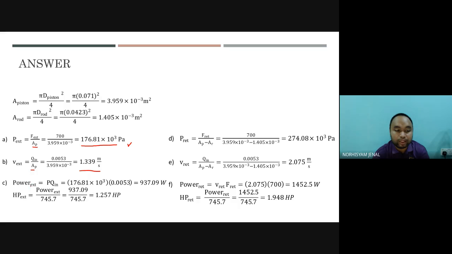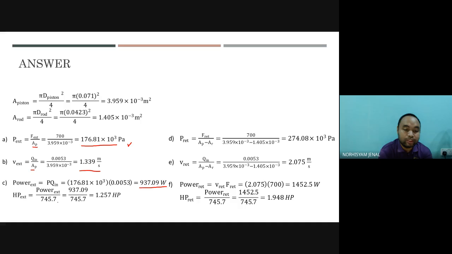How about power? Okay, it's important for us to know. Power is just P times Q. If you have the pressure given in the question, or it's not in the question but from the calculation, use it. So 176.81 times 0.0053 for Q, you should get 937.09. However, this is power in terms of watts, okay? How do you change from watts into horsepower? Okay, you need to divide it by 745.7.